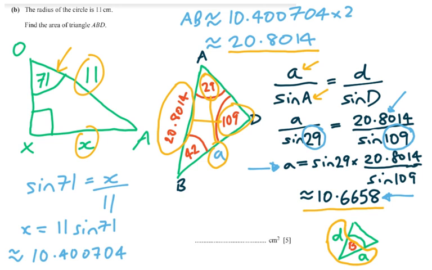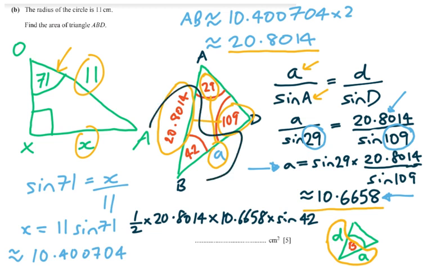So side D, which is one of the sides, is, oh sorry, you need to times it by half of course. So it's a half times side D, which is 20.8014, times by the other side, which is 10.6658, and all that times sine of the angle in between them, which is between A and D is 42. So it's this trapped angle here. There it is, just listed out. And to three significant figures, that should be 74.2.